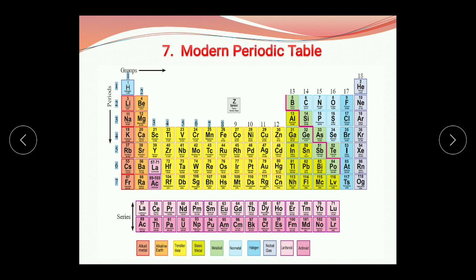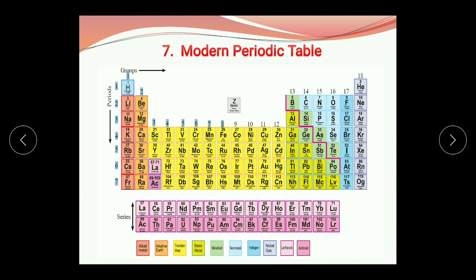What is the periodic trend of ionization enthalpy? On moving across a period, the ionization enthalpy value increases. Why? Because atomic radius decreases, effective nuclear charge increases. Down the group, ionic radius increases, atomic radius increases, and hence effective nuclear charge decreases, and the periodic trend of ionization enthalpy, it also decreases down the group. So we learned this much in the previous session.